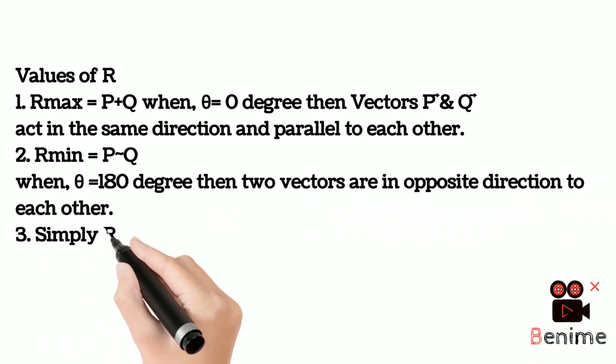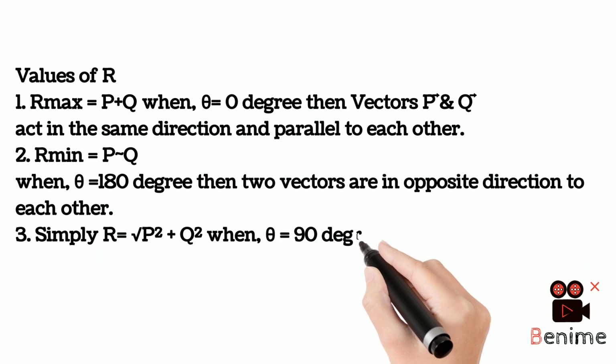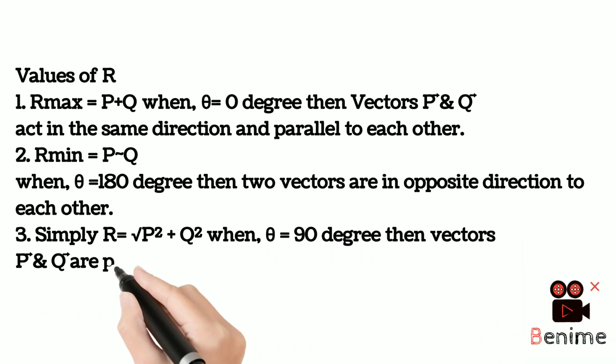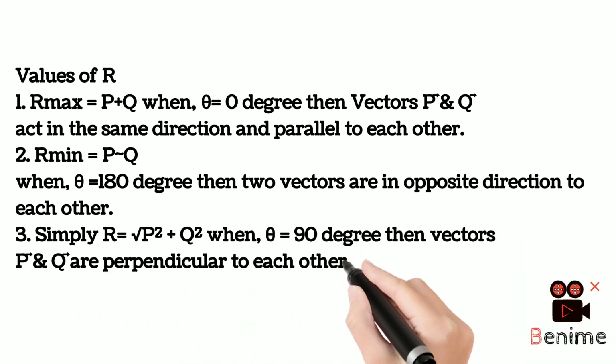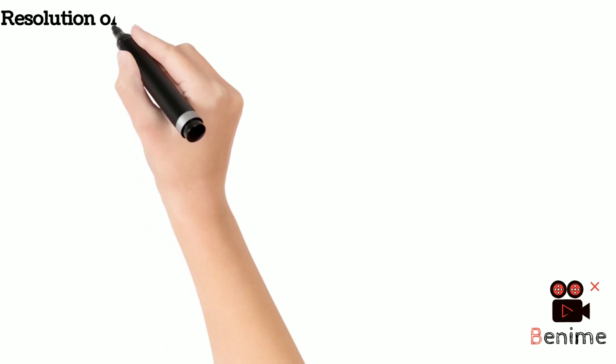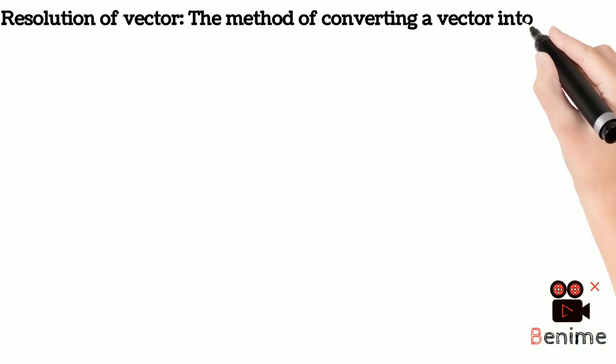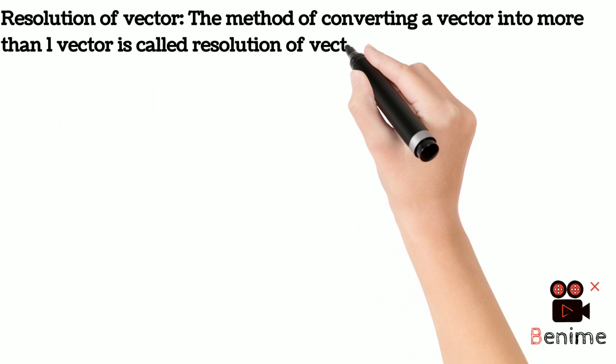3. Simply, R equals square root of P squared plus Q squared when theta equals 90 degrees. Then vectors P and Q are perpendicular to each other. Resolution of vector. The method of converting a vector into more than one vector is called resolution of vector.